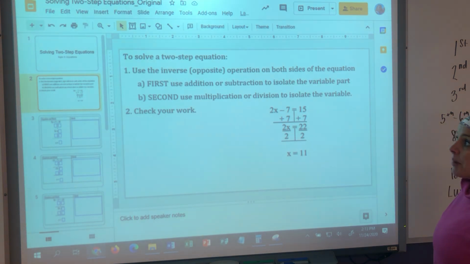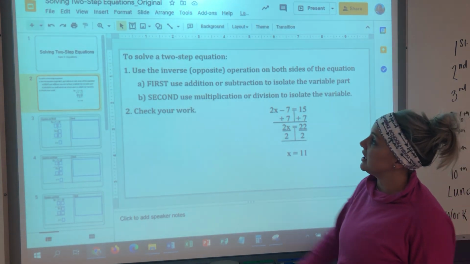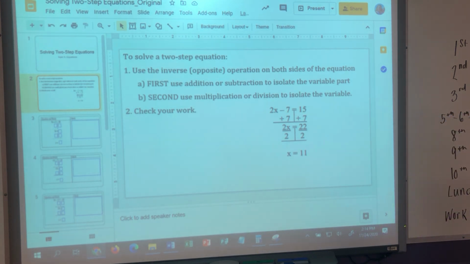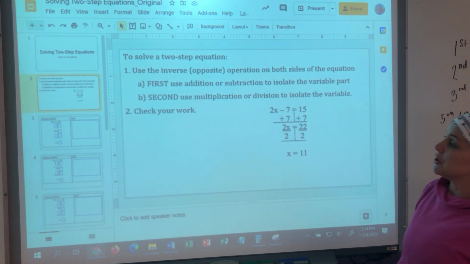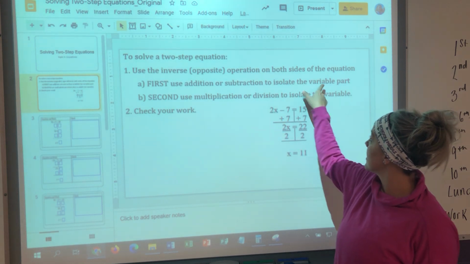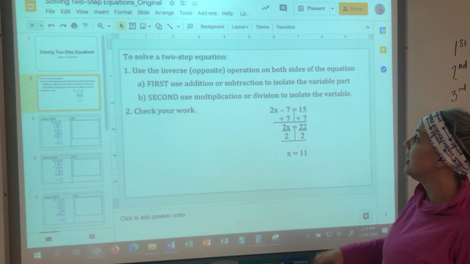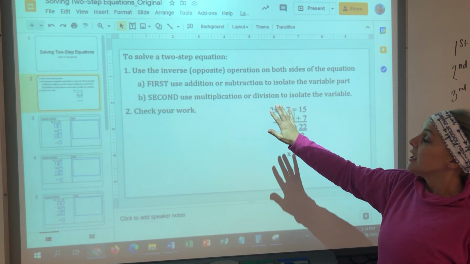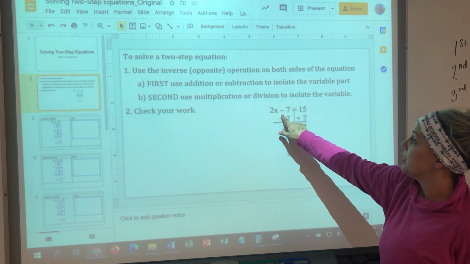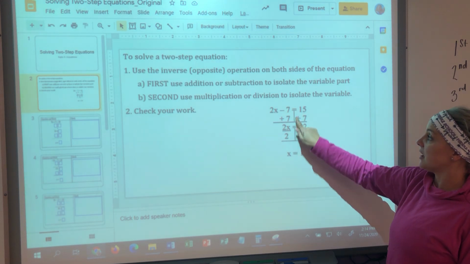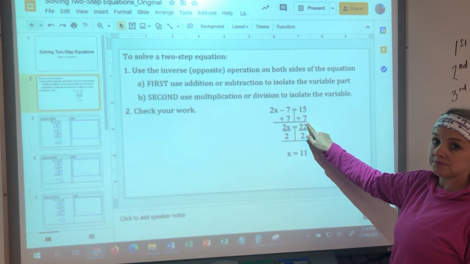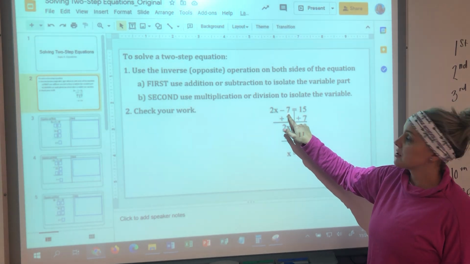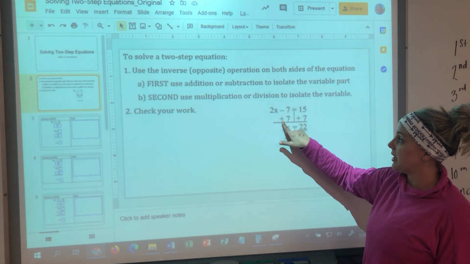So to solve two-step equations, we use the inverse or the opposite operations on both sides of the equation. The first thing we do is we use addition or subtraction to isolate the variable part. This is going to be the example we're working with: 2x minus 7 equals 15. I drew my upside down T. 2x is being subtracted by 7, so the inverse of subtracting 7 would be adding 7.